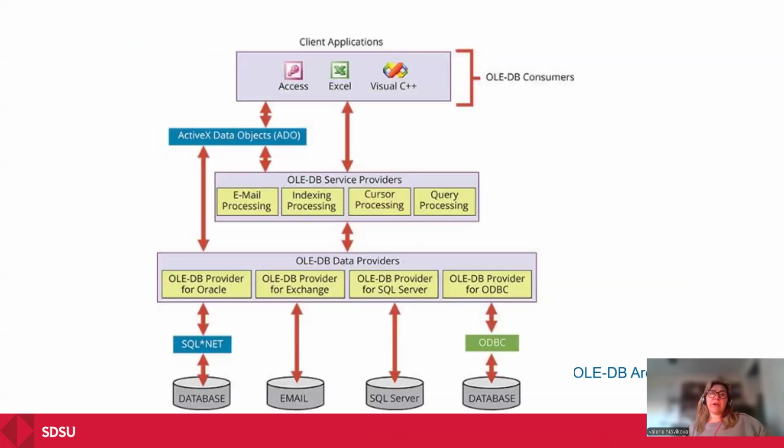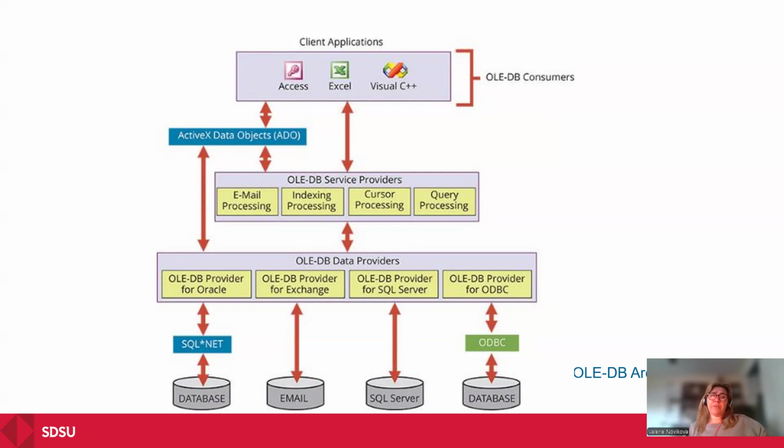All right, and that is a diagram of how OLEDB architecture looks. On the top we have client applications, different types of applications, can be Access, Excel, whatever you need to use as an application. You can have client code, you can have software that sits on top of those client applications.